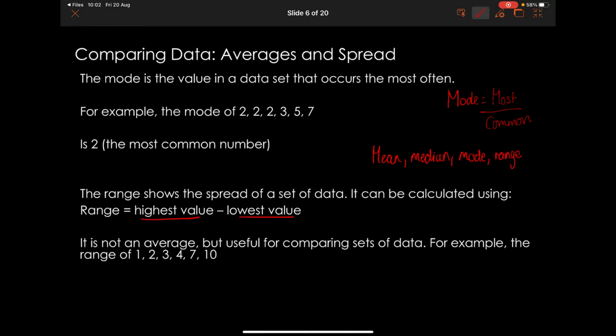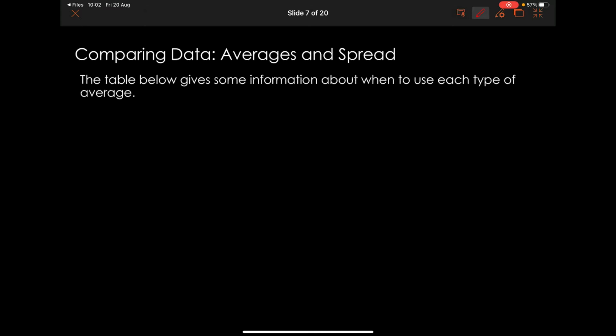So for example, the range of 1, 2, 3, 4, 7, and 10 is going to be the highest value, which is 10, and you take away the lowest value, which is 1. And 10 take away 1 is 9. So the range is 9. Okay, now that you know those, we're going to use them in a little bit more detail. Before I do that, I'm just going to give you a table which gives some information about when to use each type of average.